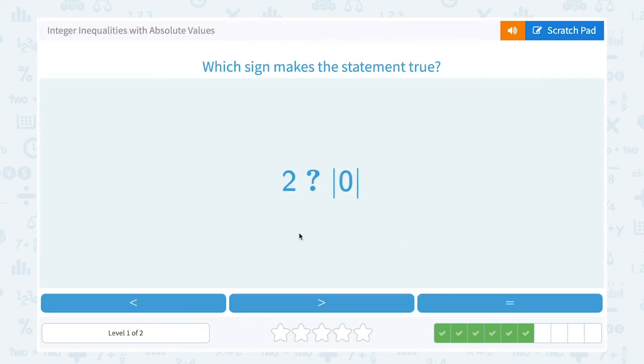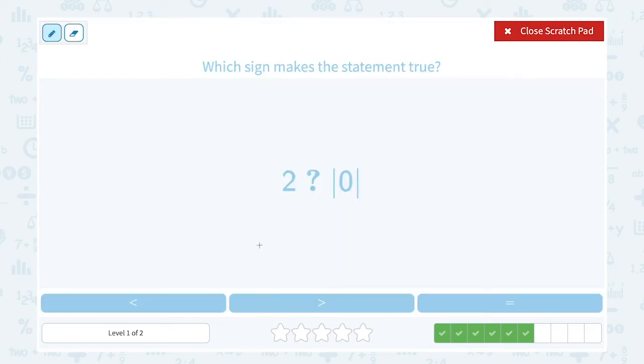Which sign makes the statement true? 2 compared to the absolute value of 0. Okay. Well, the absolute value of 0 is 0, so 2 is greater than 0.